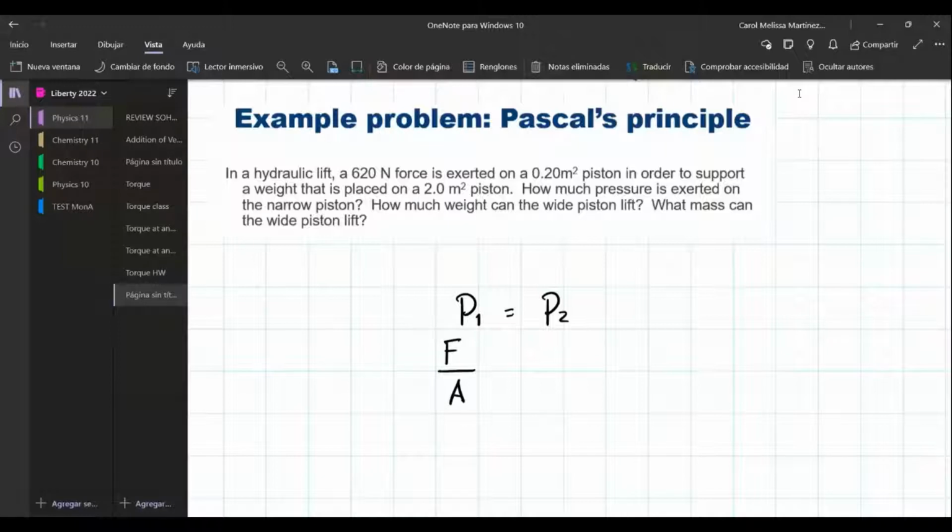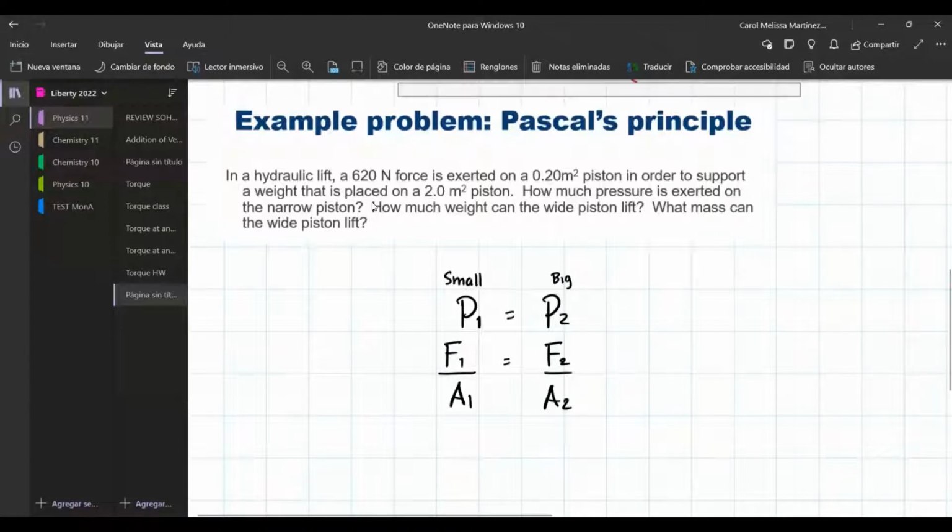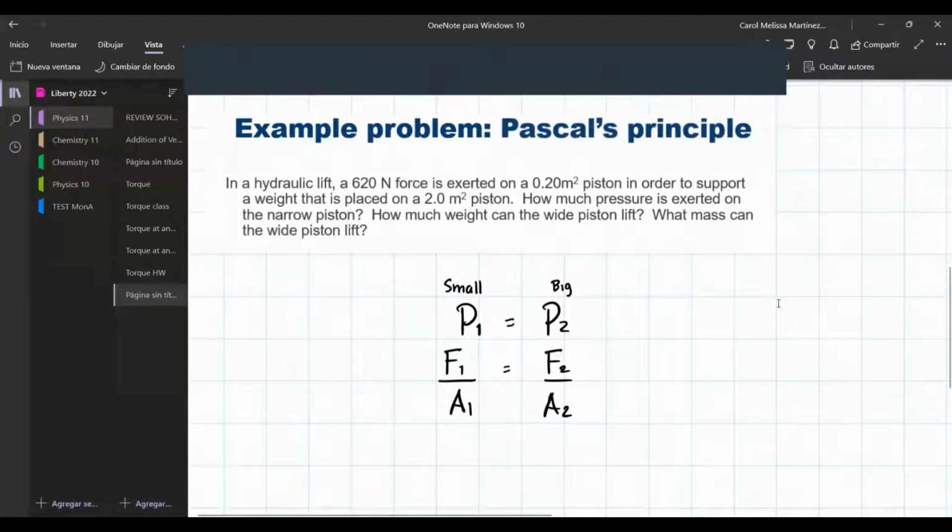If we're talking about the pressure applied in the small piston, it's going to be denoted by the number 1. And the number 2 is going to be for the bigger one. Pressure 2 then is going to be equal to force 2 divided by the area 2. So what do we need for Pascal's principle? We need to know forces and areas.